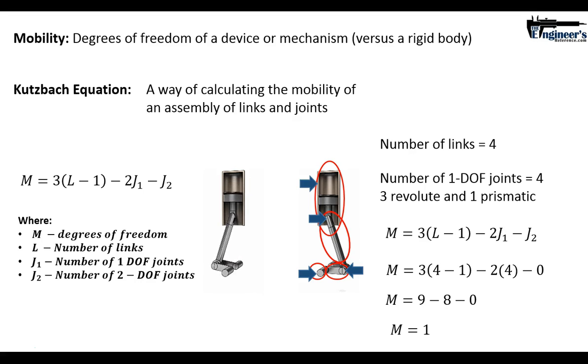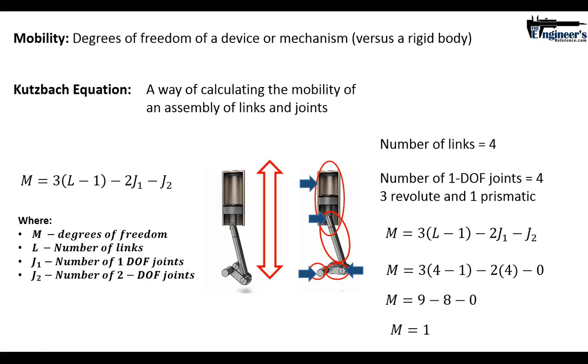Now that is for the whole mechanism. You can see this thing is moving all over the place. There's all sorts of movement, but for the mechanism itself, we're just concerned with this 1 degree of freedom. This mechanism has 1 degree of freedom, and it's the up and down motion of the piston.